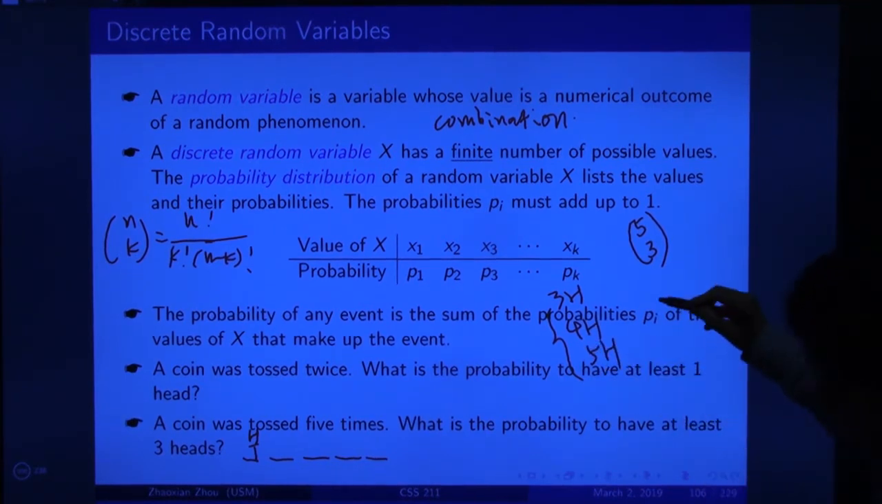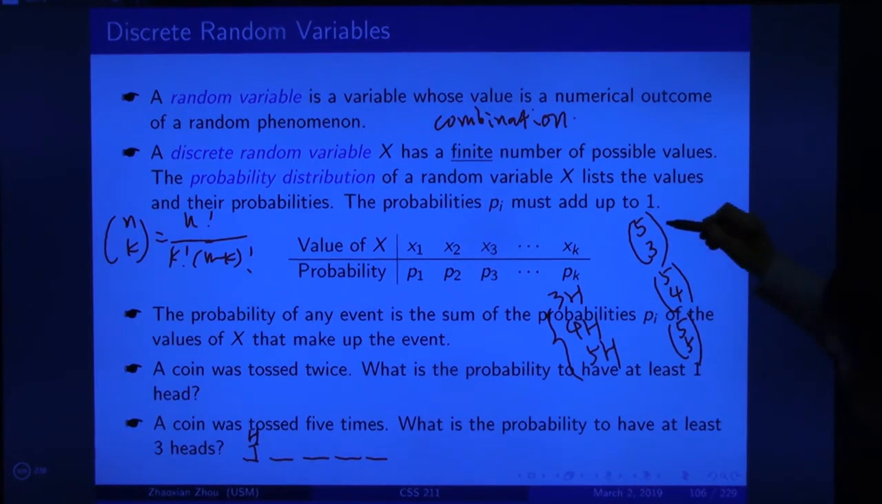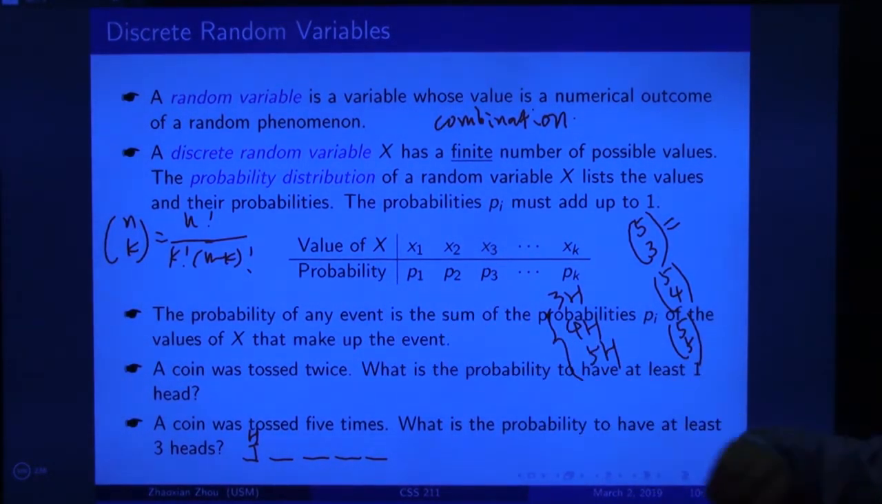And for 4, same thing. We have 5, we choose 4, this one. And for 5, also we have the same thing, 5, select 5. We know the total equals 32. 2 to the 5 equals 32. Now, what number is this? We are going to use that formula to calculate this.